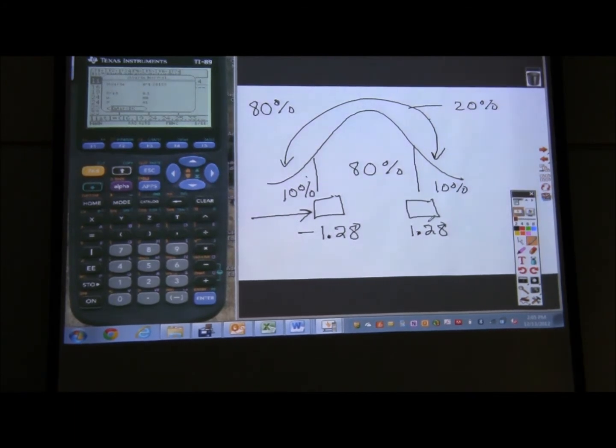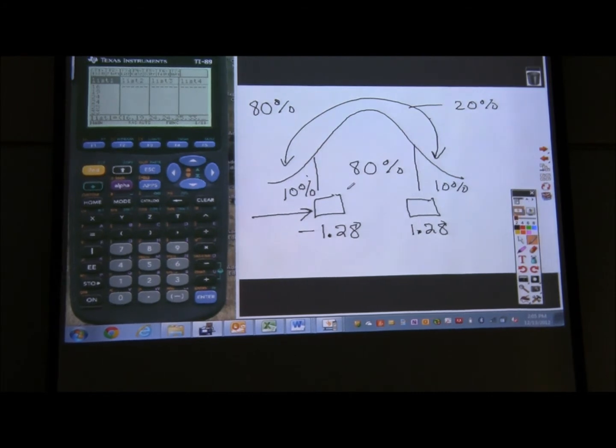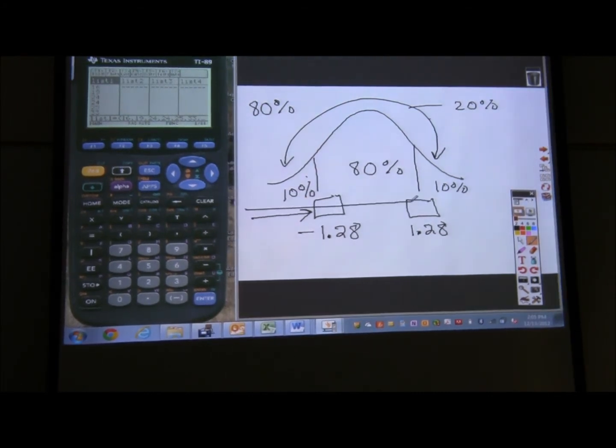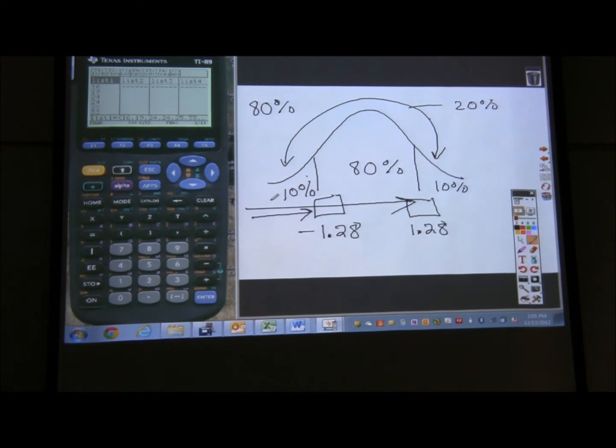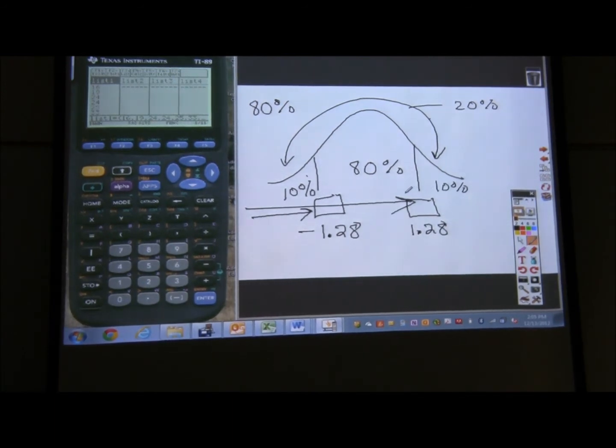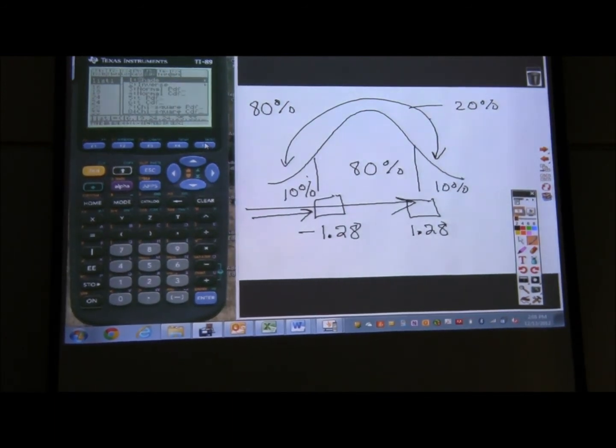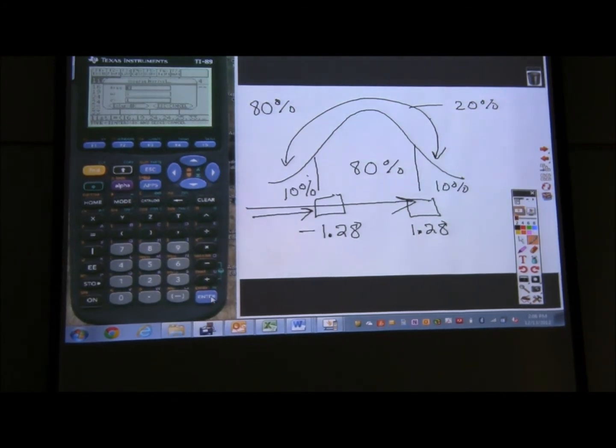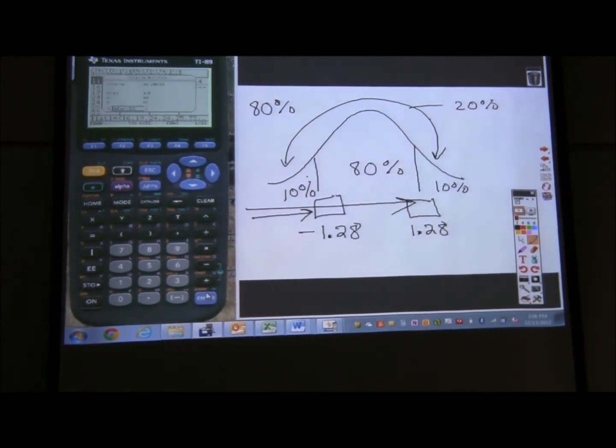Now if I wanted to find that one, I would not put 80 as my area because I have to go all the way from down here up to the point I'm looking for. So that's 10% plus the 80 in the middle. I have to put 90 as my area. If I go inverse and put 90 as my area, hit enter, and I get positive 1.28 as my answer there. So these are the critical values for 80%.